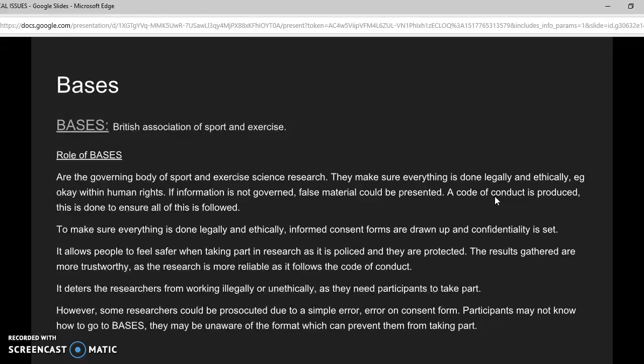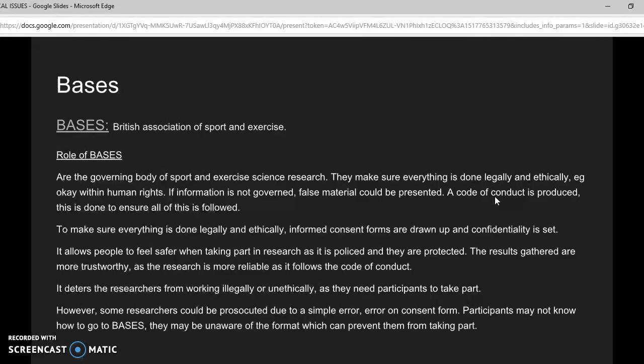To make sure everything is done legally and ethically, informed consent forms are drawn up and confidentiality is set. It allows people to feel safer when taking part in research, as it is policed and they are protected. The results gathered are more trustworthy as the research is more reliable as it follows the code of conduct. It stops the researchers from working illegally or unethically, as they need participants to take part.